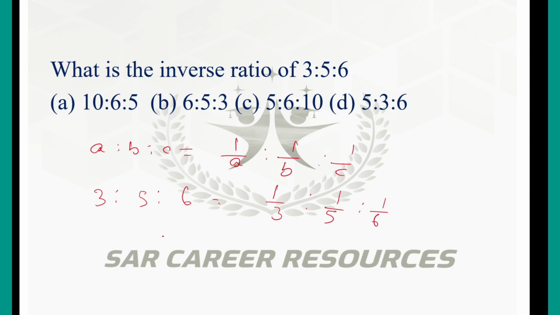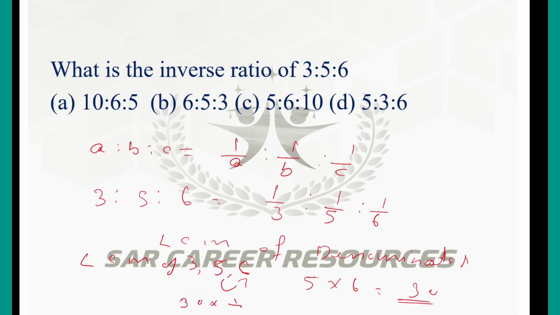Now the terms are 1 by 3 is to 1 by 5 is to 1 by 6, right? The LCM of 3, 5 and 6, the LCM of the denominators, we have to calculate. The LCM of 3 and 6 is 6, and 5 into 6 is 30. So 30 is the LCM, right? We have to multiply each term by the LCM of the denominators, which is 30. So 30 into 1 by 3 is to 30 into 1 by 5 is to 30 into 1 by 6.